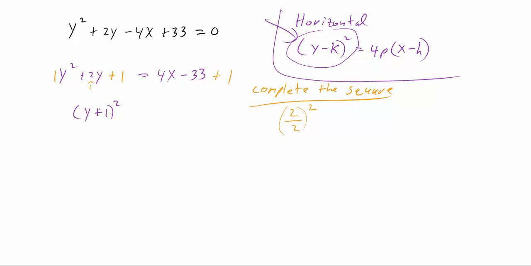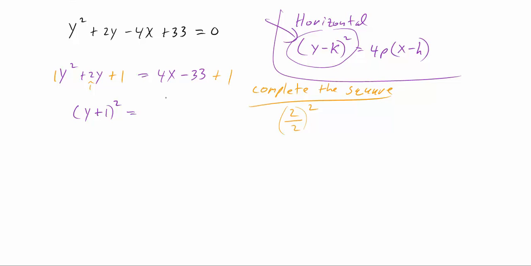Now, a quick way to factor this, if you have trouble factoring, once you complete the square, if we simply take half of the b value, remember the b value here is 2, a positive 2 divided by 2 is 1, that's going to give you how this factors. So that's a plus 1 here, so we get y plus 1 squared.